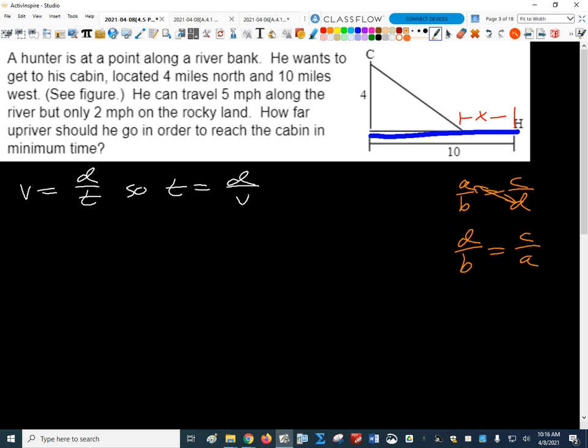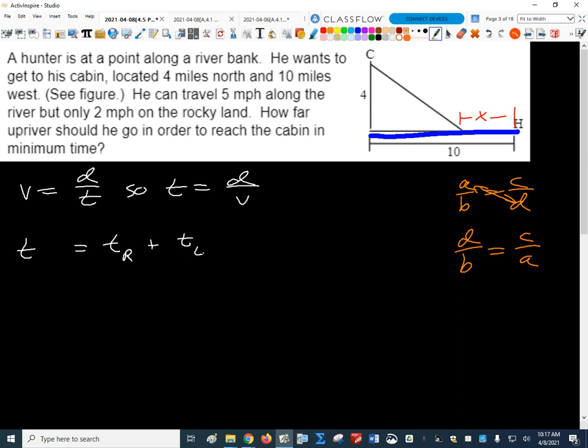Aren't there two distinct parts to this journey, though? Right? There's the time he's going to spend on the river and the time he's going to spend on the land, right? Okay, so how could I set up a time function? This is going to be t as a function of ultimately probably x, right? Because that's the thing that we can choose, where we leave the river. But we can split it into two parts. We can have the time along the river plus the time across the land. Call them t sub r and t sub l.